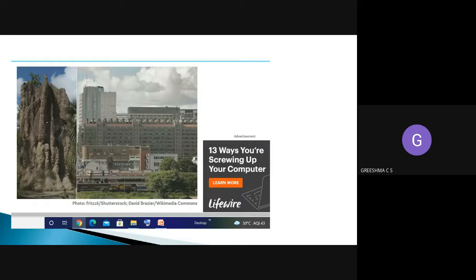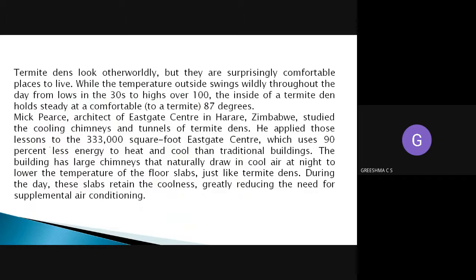So this is a termite den. Okay, so inspired by the termite den, they have made a building which is called the termite den, which has attracted the attention of the whole world. This was done in Zimbabwe. So we'll see what it is.